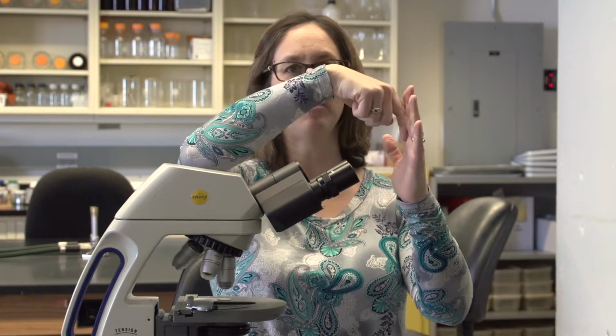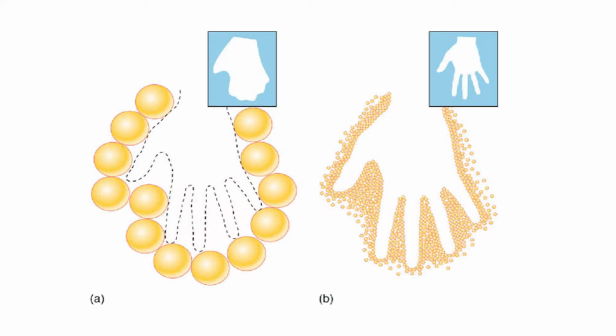Resolution is based on wavelength. So light has a relatively long wavelength. If you have a long wavelength, you might not be able to distinguish the fingers. If you have a shorter wavelength, like an electron microscope, it has a much shorter wavelength, and you'd be able to distinguish something like the difference between my fingers.